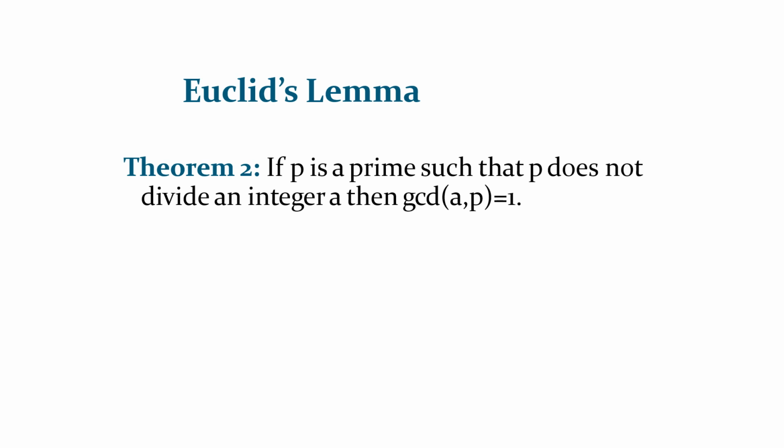Now to prove Euclid's lemma we need one theorem. If p is a prime such that p does not divide an integer a, then GCD of a and p is equal to 1. For example, 3 is a prime number and 3 does not divide integer 7. So in this case, GCD of 3 and 7 is 1. Similarly, if p is any prime and p is not dividing an integer a, then always GCD of a and p is equal to 1. It means a and p are relatively prime or co-prime integers.